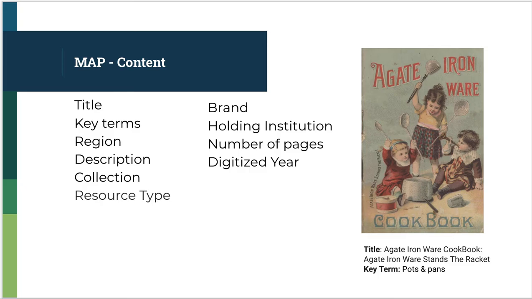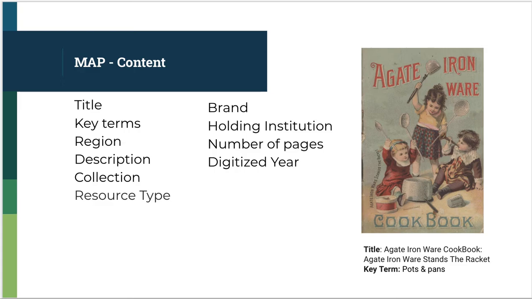Key terms is equivalent to the subject in Dublin Core, and it is what describes the record. It describes the aboutness of a record. There will be at least one key term per record, and I am using Library of Congress controlled vocabulary subject headings for my key terms.